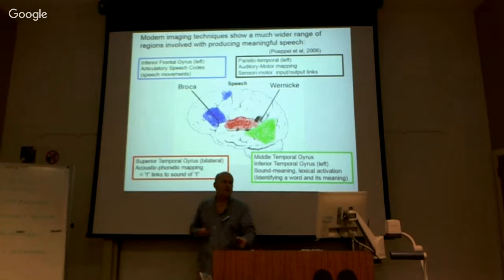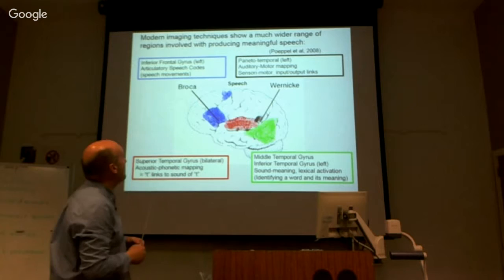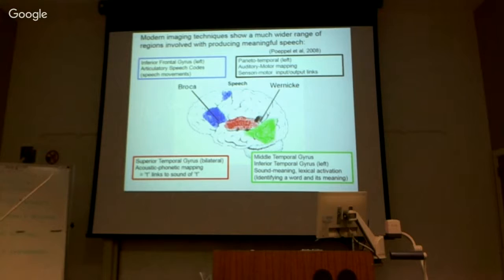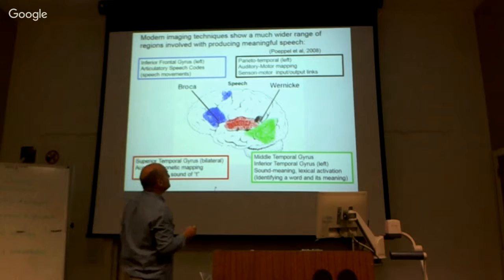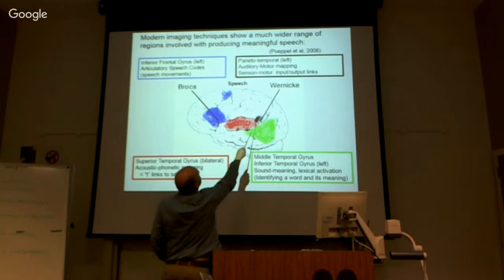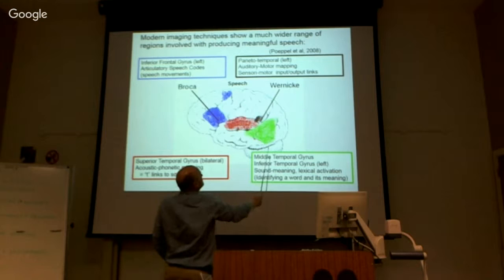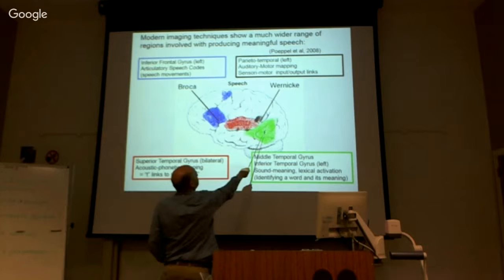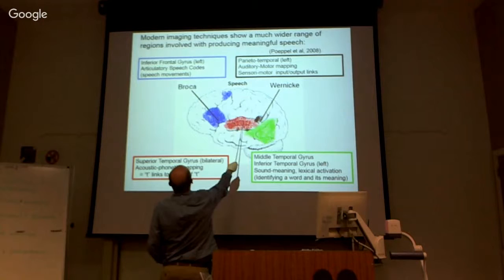But things have moved on quite considerably since then, and we now have at least 4 major regions that we think are responsible for different parts of the speech process. We still have something like Wernicke's area here, but you can see that joining onto those areas, we've got regions that have been defined more recently. A meaning area here, and that's on the left side, but bilaterally, we've got this region here, which is associated with acoustic phonetic mapping, which is important.